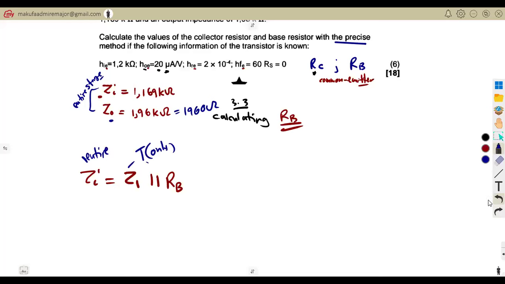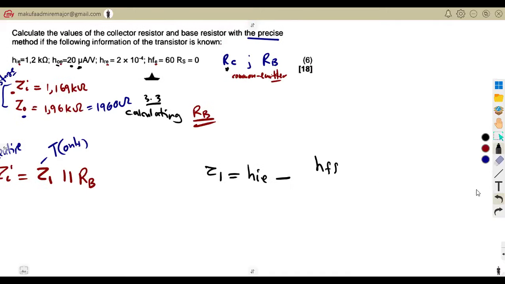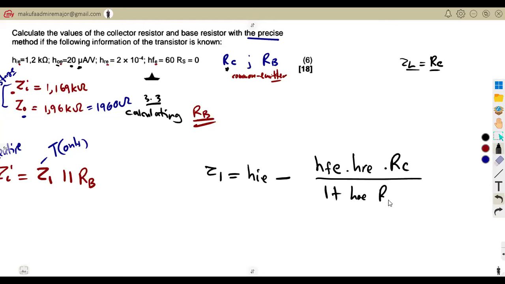So, working with the Zi of the transistor only from our H parameters, we saw that this is given by HI minus HF times HR times ZL over 1 plus HO ZL, where ZL in this case, because we do not have any RL there, is going to be equal to RC. So we're going to use RC in place of ZL, over 1 plus HO RC again, which is our ZL. Everything is there. We calculated this right now. So we're going to have Zi of the transistor only. Just substitute the H parameters, guys.